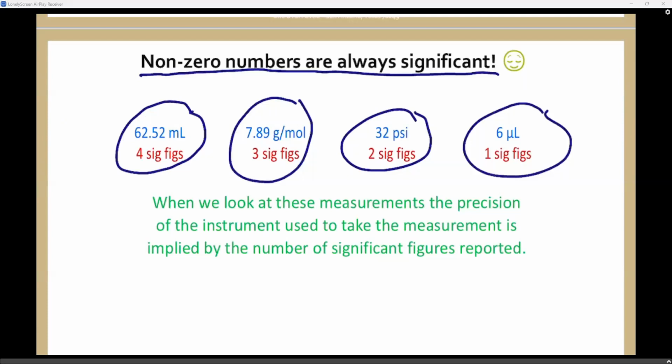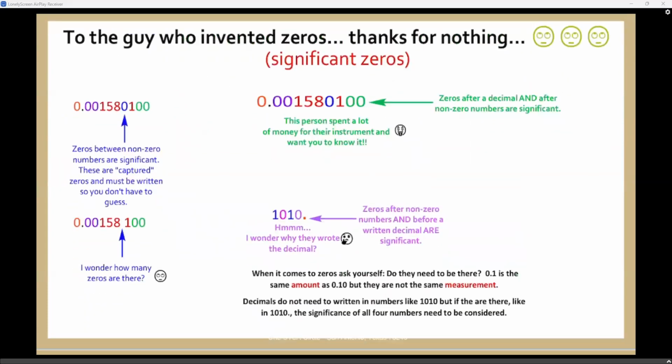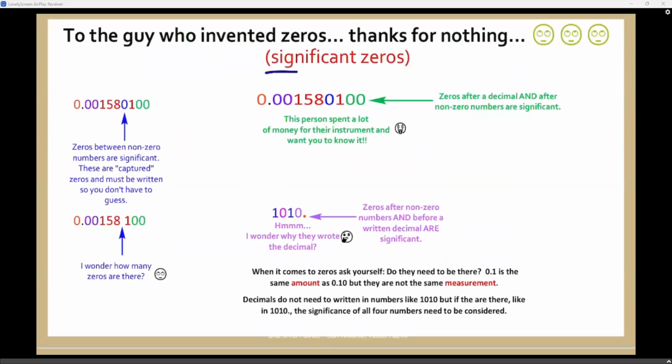Let's talk about zeros. Zeros fall into 2 categories. First category is significant zeros. These are zeros that we count as significant figures. Zeros that are written between non-zero numbers. In other words, we have to write this zero. It's part of the value. I can't leave this space blank and have you guess how many zeros were supposed to be between the 8 and the 1. So we write it.